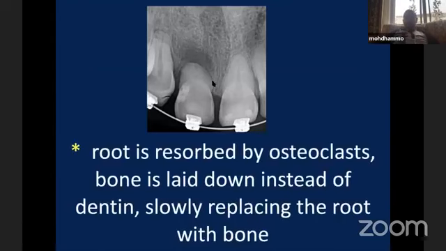So we can see here we have root resorption that occurred, and the bone trabeculae replaced the root here. So the root is resorbed by osteoclasts, bone is laid down instead of dentine, so they are slowly replacing the root with bone.